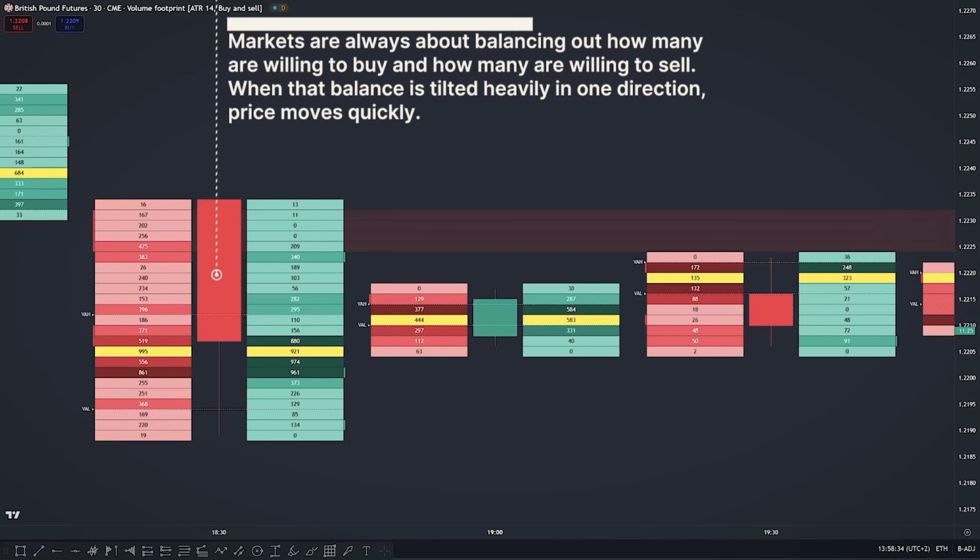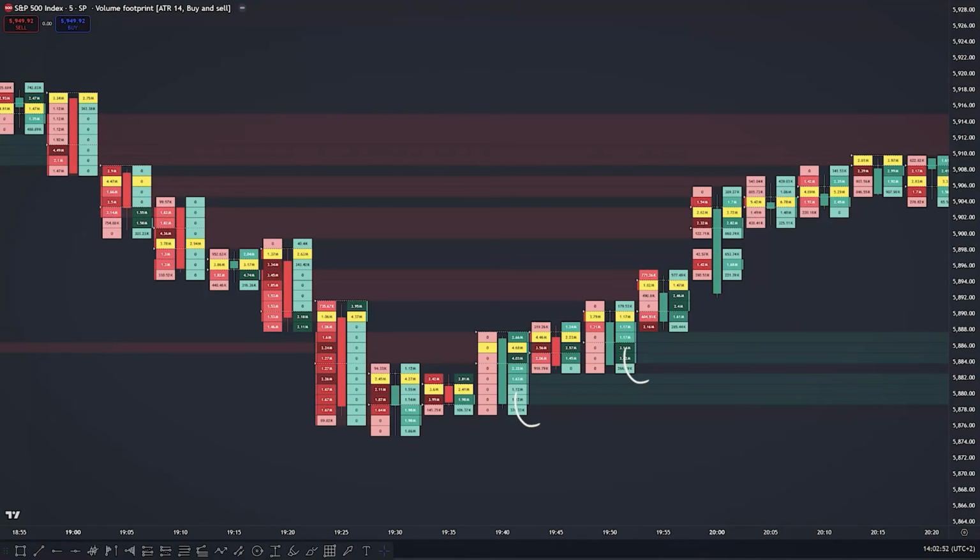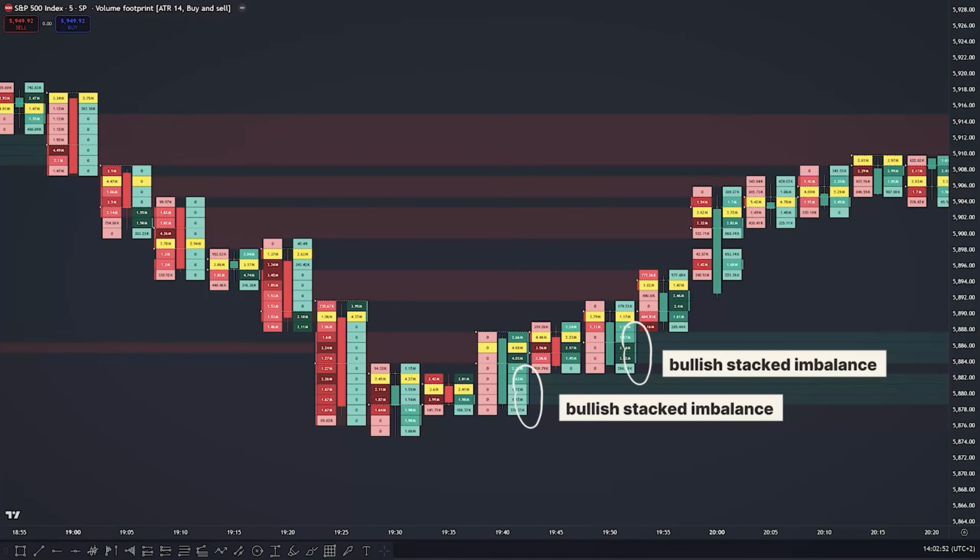When that balance is tilted heavily in one direction, price moves quickly. On footprints, an imbalance can show up when you see a big difference in the volume between the bid and ask at a specific price. That is a bullish imbalance because it suggests a lot more people hit the offer. They were eager to buy.